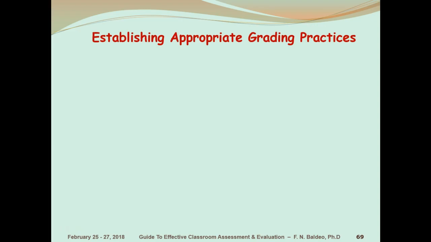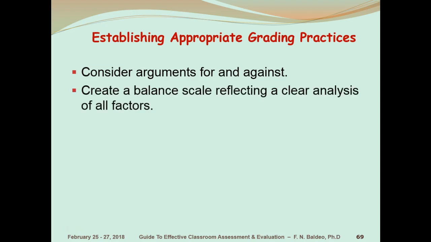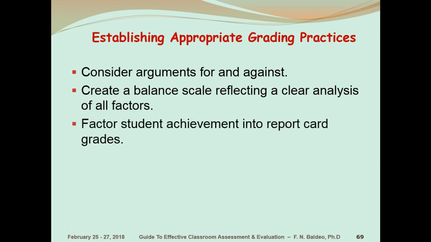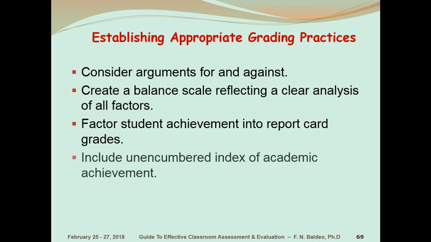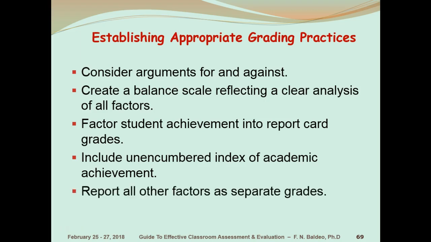Here are some other practices that we need to follow. Consider arguments for and against. Create a balanced scale reflecting a clear analysis of all factors. Factor students' achievement into report card grades. Include an unencumbered index of academic achievement. So what are you seeing here?